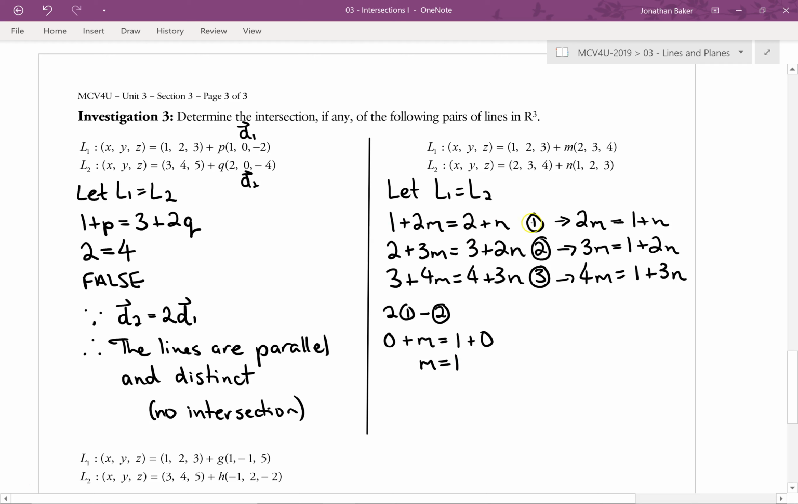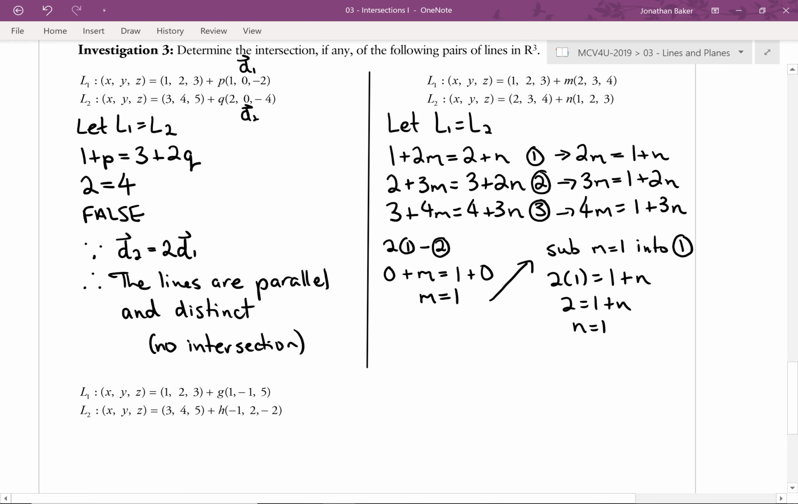Let's plug this in. We could use either equation here to find n. Let's use this one up here, so we're going to sub m equals 1 into equation 1, using this rearranged version. So we're going to get 2 times 1 equals 1 plus n, or really 2 equals 1 plus n, or n equals 1. Okay, so we got m equals 1, n equals 1. But really, we've only worked with equations 1 and 2, so we need to make sure that m and n also satisfy equation 3. All right, so let's do that.